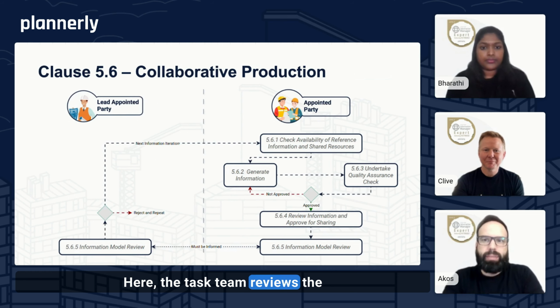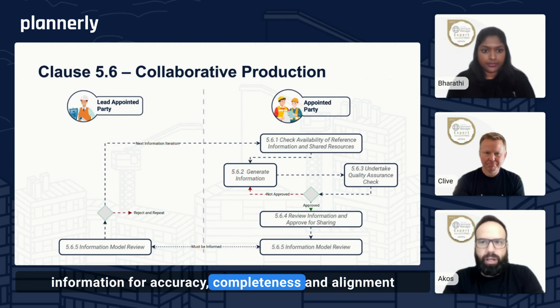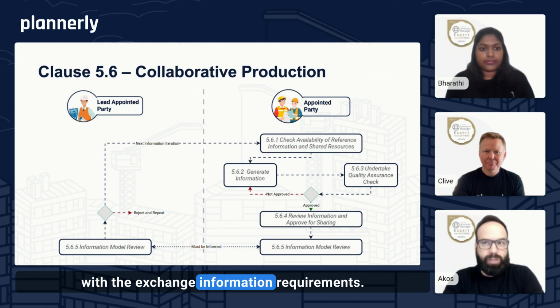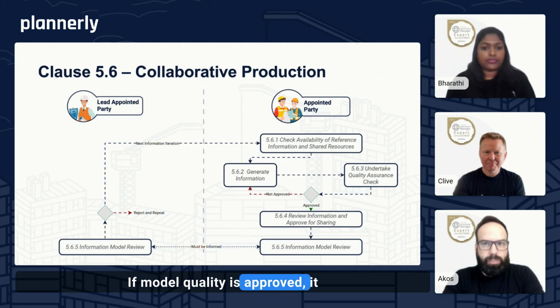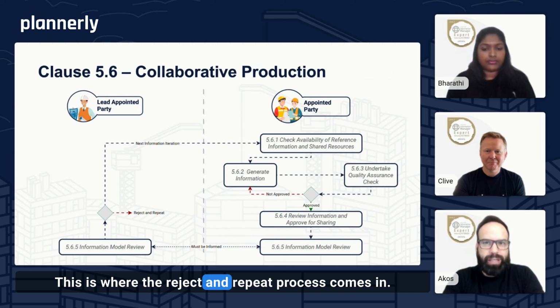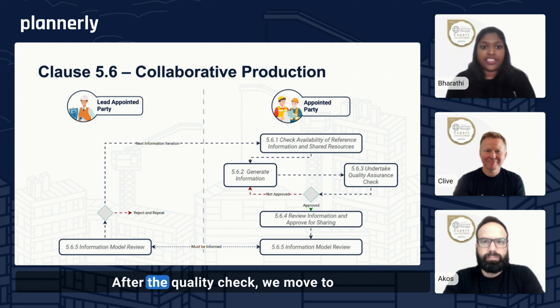Here, the task team reviews the information for accuracy, completeness, and alignment with the exchange information requirements. Any errors or gaps are identified and addressed before moving forward. If model quality is improved, it moves to the next step. If not, it's sent back for revisions. This is where the reject and repeat process comes in. After the quality check, we move to review information and approve for sharing.